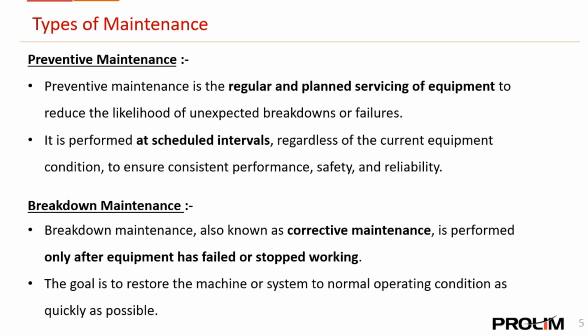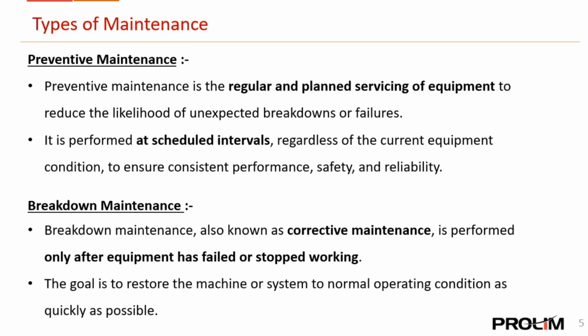Coming to the types of maintenance, there are two types: preventive maintenance and breakdown maintenance. Preventive maintenance is a regular and planned service of equipment to reduce the likelihood of unexpected breakdowns or failures in the future. It is performed at scheduled intervals regardless of the current equipment condition, whether it's okay or not okay, to ensure consistent performance, safety, and reliability.